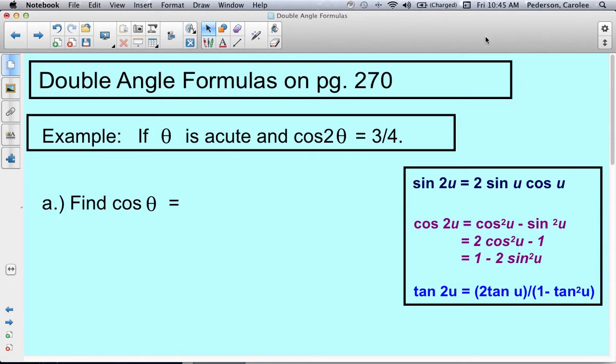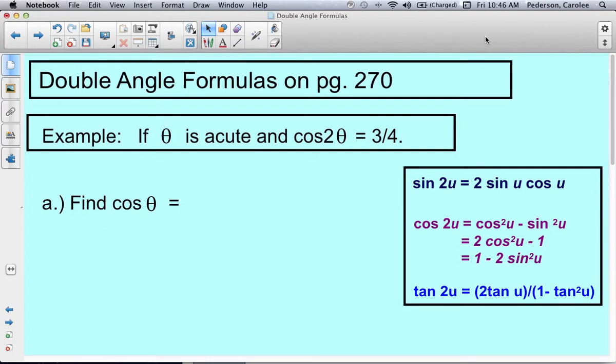Here's an example of a double angle formula. I found this example from page 270 in the IB textbook. You're given the angle theta is acute and the cosine of 2 theta is 3/4. And we want to find out what is the cosine of theta. So we're going to use the double angle formulas.